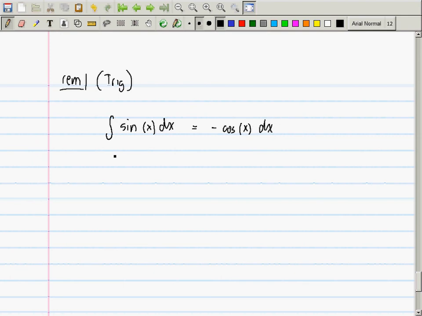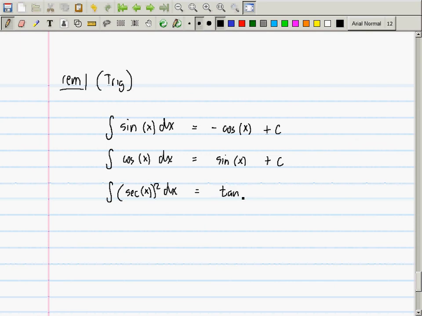Okay, so then the antiderivative of cosine of x dx is what? Whose derivative is cosine? Sine. What are these dx's here? Those don't belong there. This should be plus c, and this should be plus c. Okay, now what's another trig function you know the derivative of? Tangent. The derivative of tangent is what? Secant squared. So the antiderivative of secant of x squared dx is what?